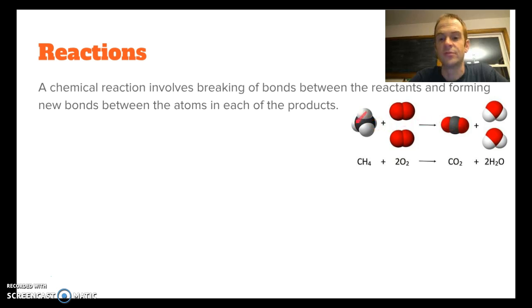Well, first, we have to break apart this little party here. We have to break apart these bonds. And so the first step of any chemical reaction is breaking apart the bonds of the reactants. And then the second step of a chemical reaction is making new bonds for my products. So not only do we break apart carbon and hydrogen, but then we also go ahead and we reform carbon with oxygen.